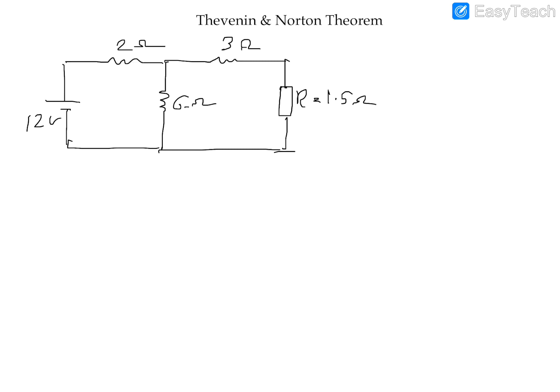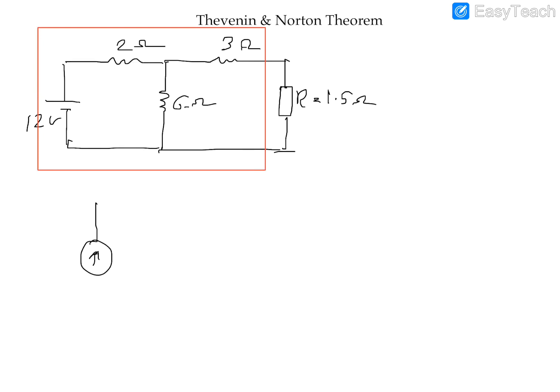So if you remember, Thevenin's circuit has a voltage source in series with a resistance, and the Norton circuit has a current source in parallel with a resistance. So I'm going to convert whatever is in the red box to where I get this circuit. This is going to be my load.